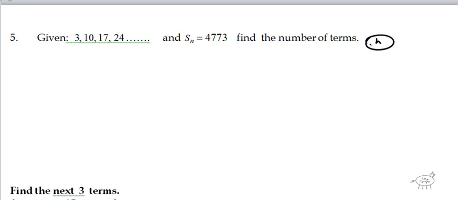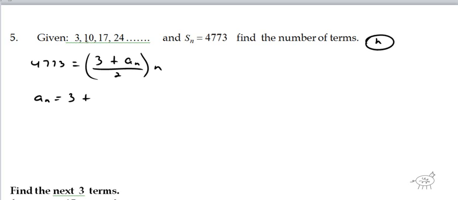This is going to be a nice factoring problem or polynomial problem, which you guys can use. So basically, 4773 is equal to a sub 1, which is 3, plus a sub n, which I don't know, over 2 times n. The problem is I've got two variables, but I can come up with another equation. A sub n is equal to a sub 1 plus d, which I know is adding 7 times n minus 1. So I simplify that, and I get 7n, and 3 minus 7 is negative 4. So a sub n is 7n minus 4.